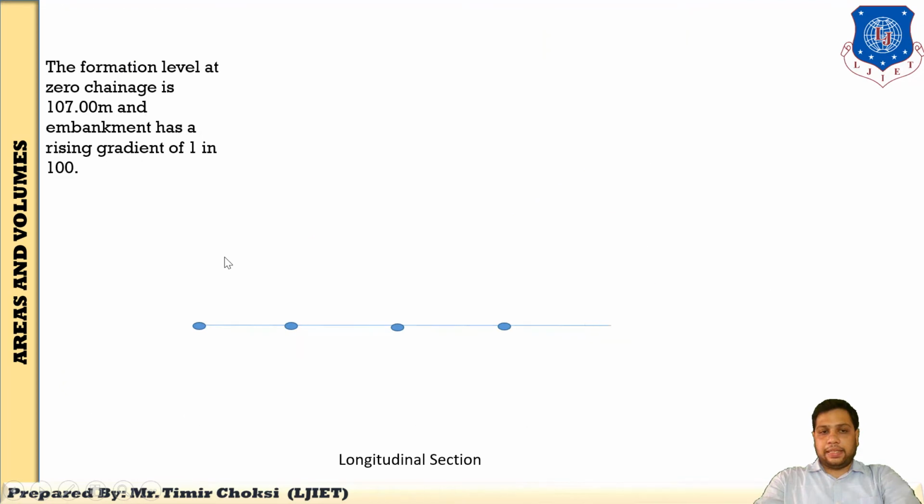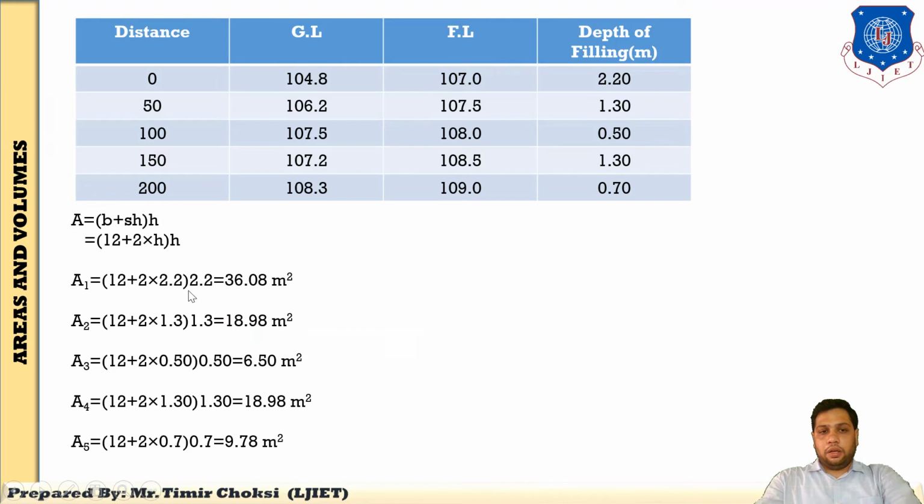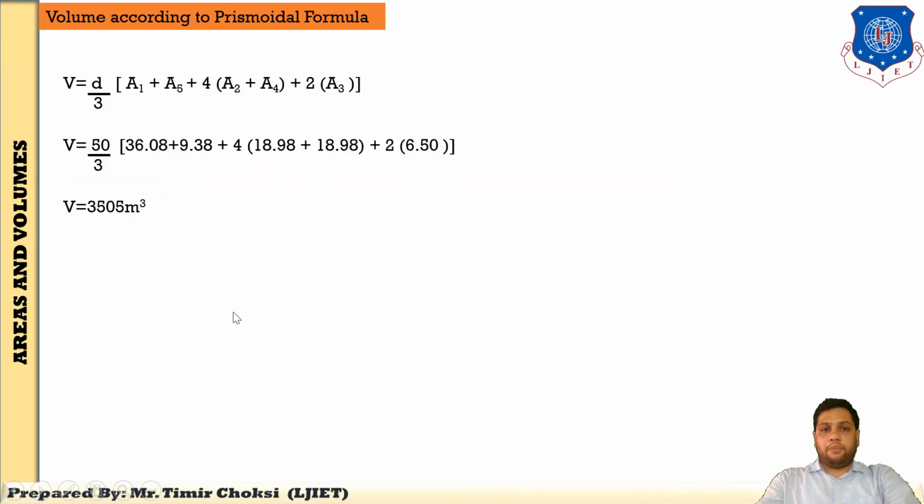Already in the example here, wait one minute. S equals 2 is given, and B is 12 meters. So here 12 plus 2 into H. H you have already found as 2.20 first. So the area is 36.08 square meters. Similarly, you find area 2, area 3, area 4 and area 5. After getting A1 to A5, you put them in the prismoidal formula, because the example asks only for the volume according to the prismoidal formula.